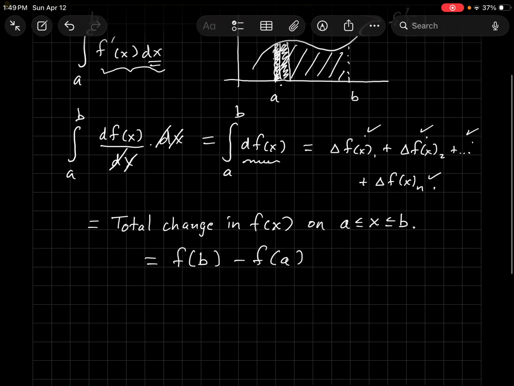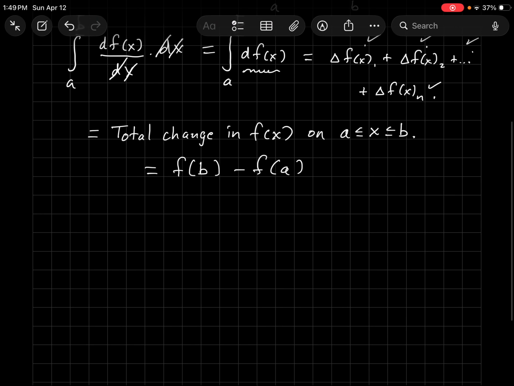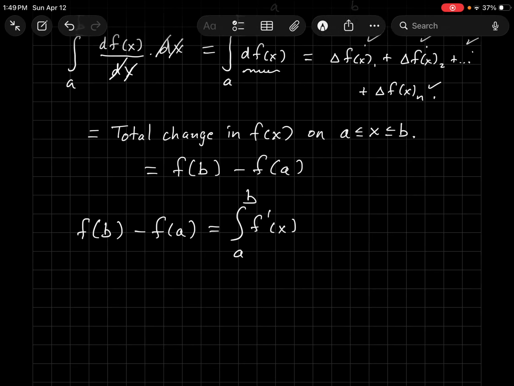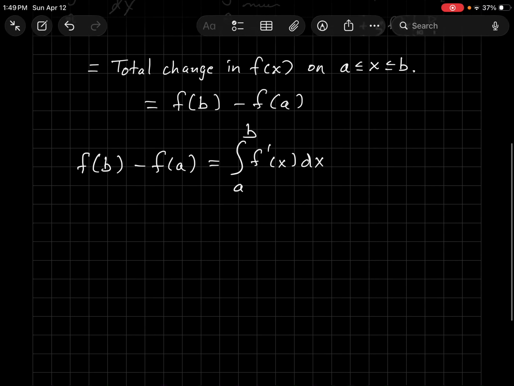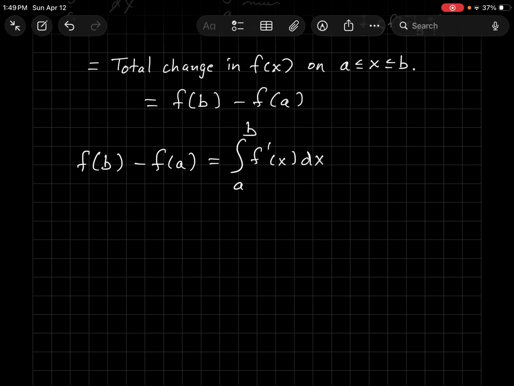So we see that our final interpretation, an accumulation or amount of change, says that the integral from a to b of f prime of x dx equals what? Well, it equals the function, not the derivative, but the function at the end point minus the function value at the start point.